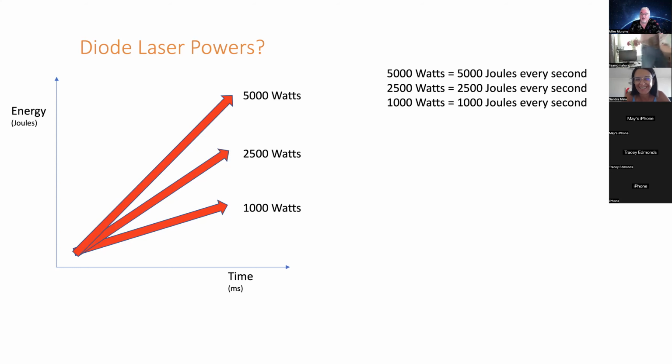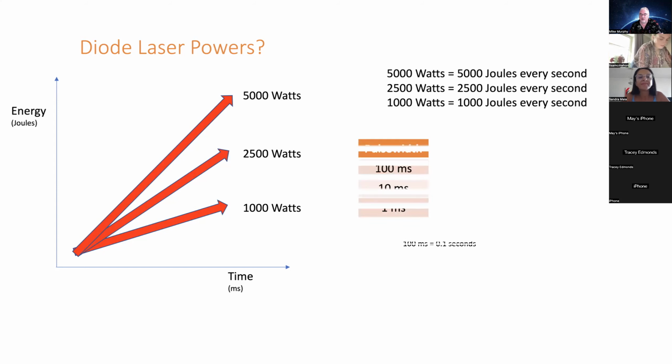A 2,500 watt laser will deliver 2,500 joules every second, and a 1,000 watt will deliver 1,000 joules every second. That's what watts mean. What is the measure of power? It just means joules per second. That's exactly what it means. So how can we manipulate this in diode lasers? Well, let's say you want to generate a pulse width of 100 milliseconds or 10 milliseconds or 1 millisecond.